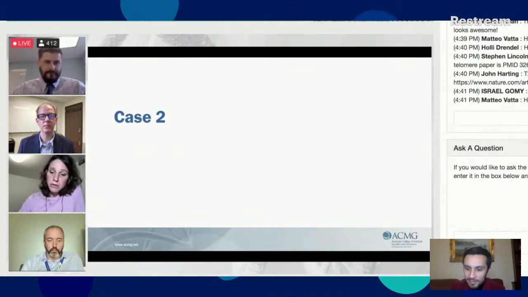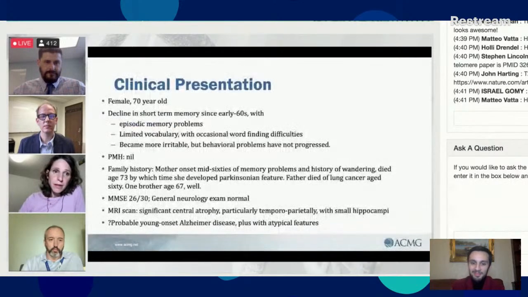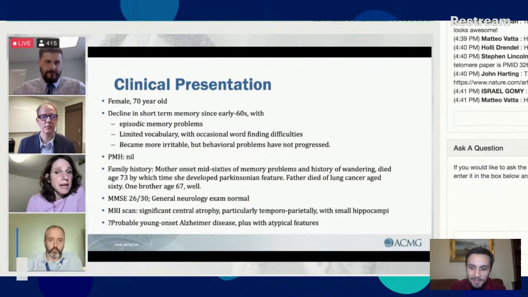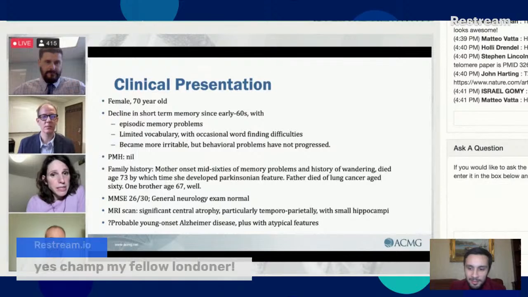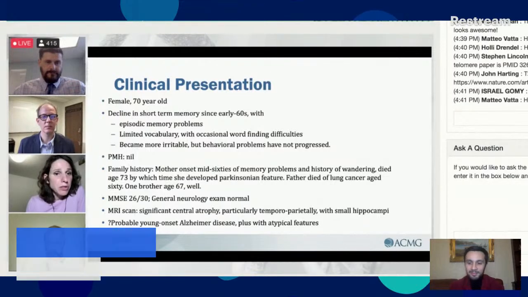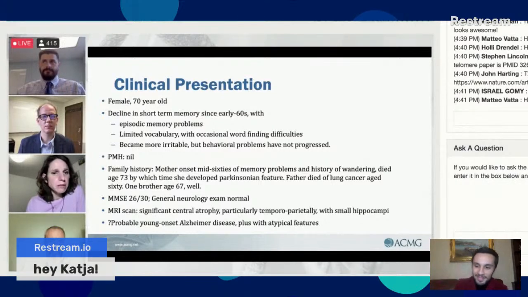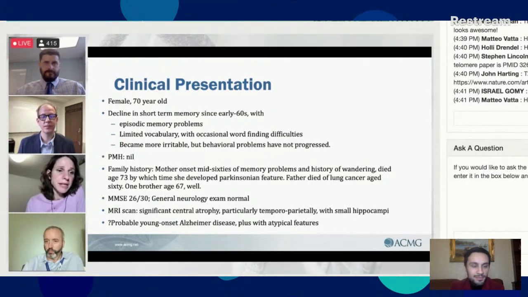Going on to the second case. This is a 70-year-old female that was seen by neurology because of decline in short-term memory since her early 60s. She suffered from episodic memory problems. She had limited vocabulary, but occasionally word-finding difficulties. Behaviorally, she was noted to have become a bit more irritable, but the behavioral problems had not progressed for about 10 years. Past medical history was unremarkable.